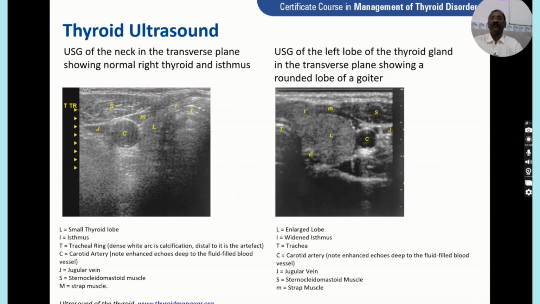See here the thyroid. Ultrasound examination of the neck in the transverse plane showing the normal right thyroid and the isthmus. Left lobe of the thyroid gland in the transverse plane showing a rounded lobe of the goiter. See the right picture and the left picture. In the right you can find a lot of nodules. That L1 is a big nodule, an enlarged lobe.